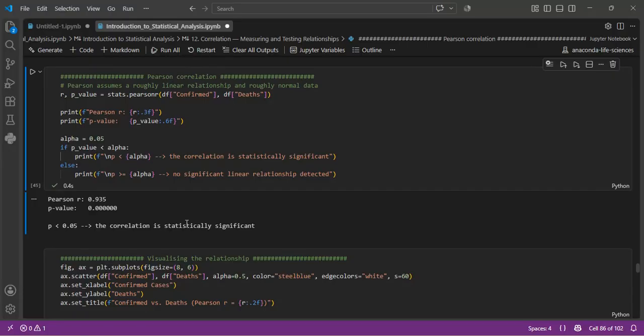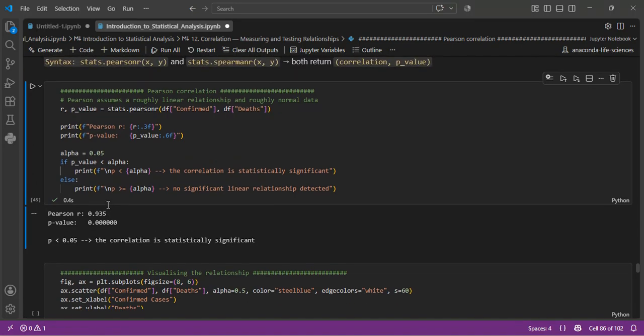So this one is almost close to 1, and so there is a positive correlation, and the correlation is statistically significant in such a way that the p-value is 0.000. So we can do some visualizations with the scatter plots. Let's just look at that and see.